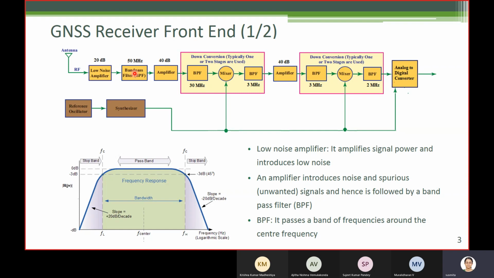Now we want to design the component in such a way that the noise addition is as minimal as possible. But there are other constraints as well. If you want to reduce noise, you have to use sophisticated design. Price would go up. So many other design considerations you need to take into account.